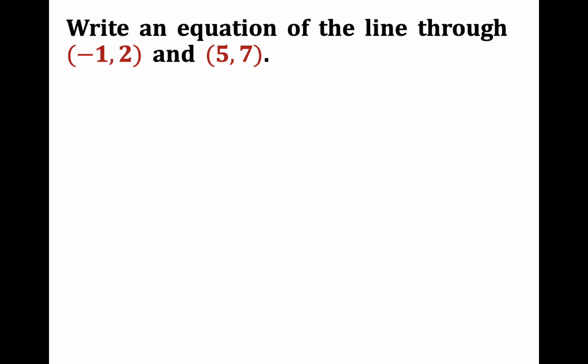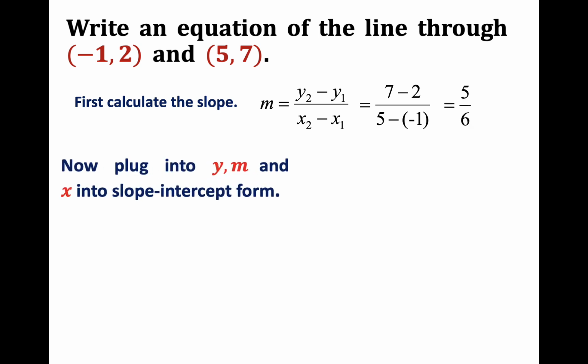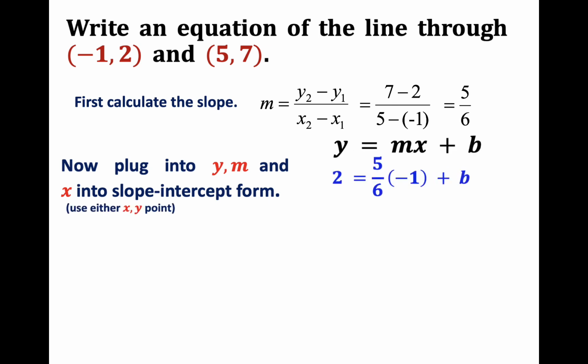Okay, so write the equation of the line through -1, 2 and 5, 7. So we have to first calculate the slope. So solving for that, y2 minus y1 over x2 minus x1. Alam natin yung value ng x1, tsaka ng y2, tsaka ng x2, tsaka ng y1. Okay, so we have 7 minus 2 over 5 minus negative 1. That is 5 over 6. So that will be your slope. So now plug y, m, and x into slope-intercept form, y is equal to mx plus b.